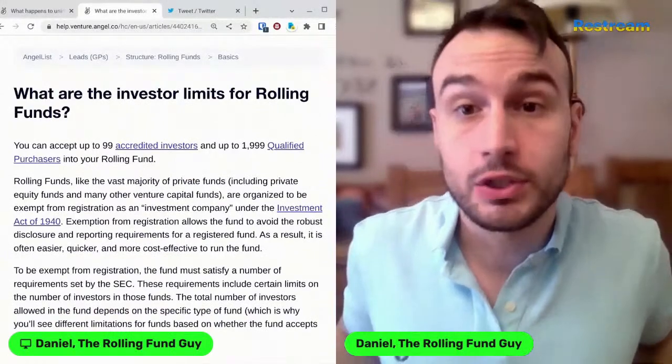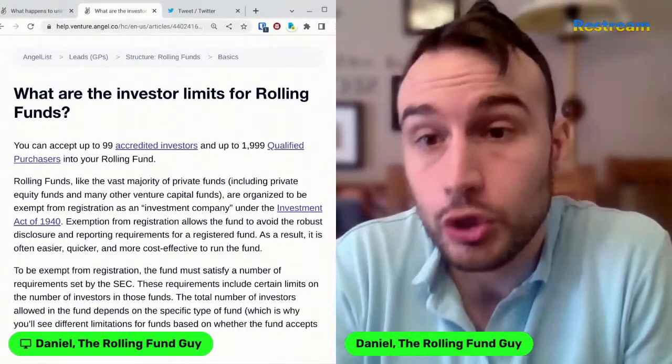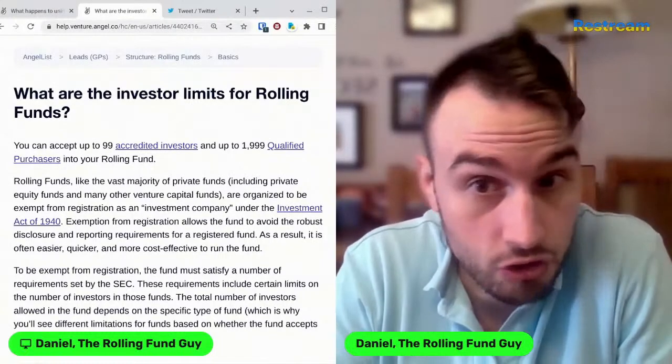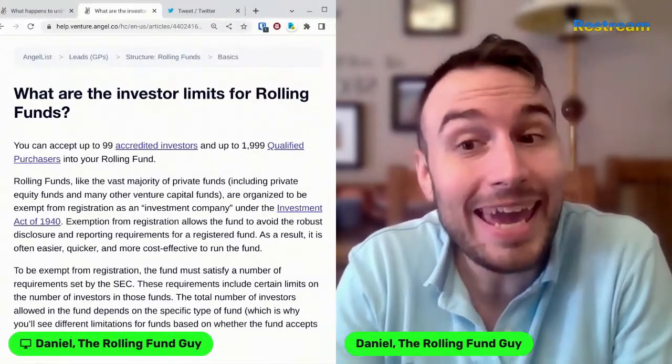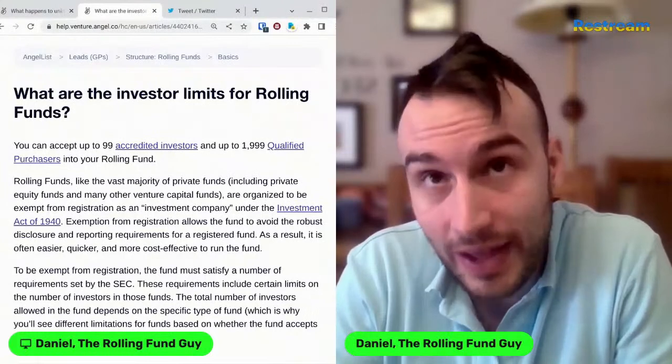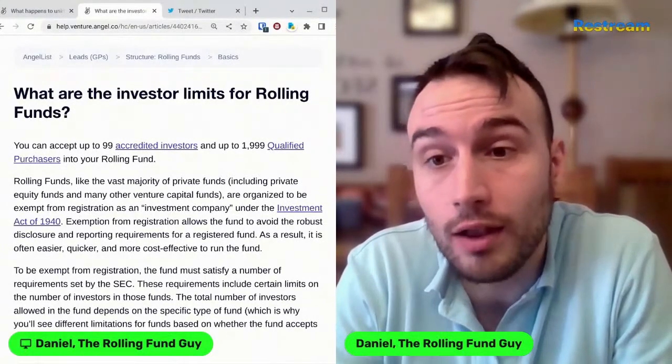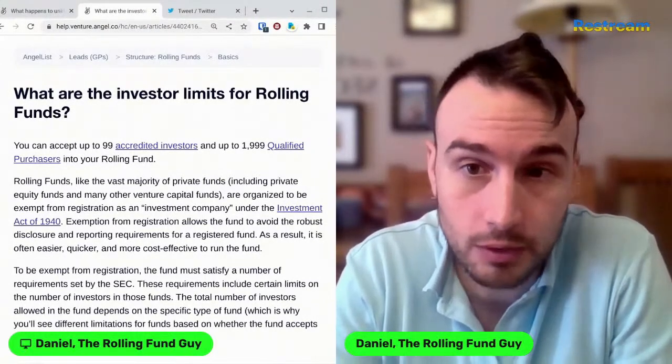So guys, this is a great point here. What are the investor limits for rolling funds? You can accept up to 99 accredited investors and up to 1,999 qualified purchasers into your rolling fund.